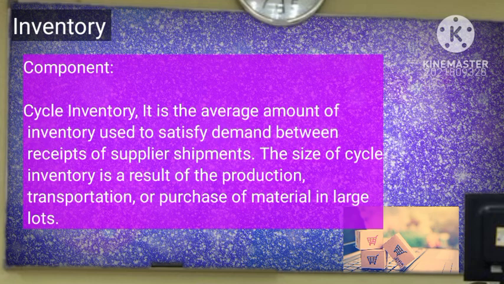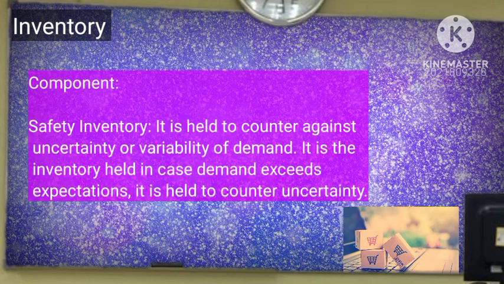Components of inventory: cycle inventory is the average amount of inventory used to satisfy demand between receipts of supplier shipments. The size of cycle inventory is a result of the production, transportation, or purchase of material in large lots. Safety inventory is held to counter uncertainty or variability of demand. It is the inventory held in case demand exceeds expectations.